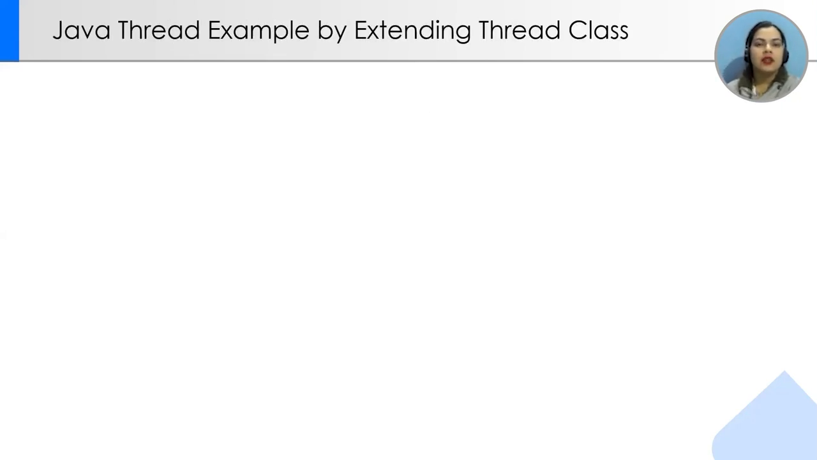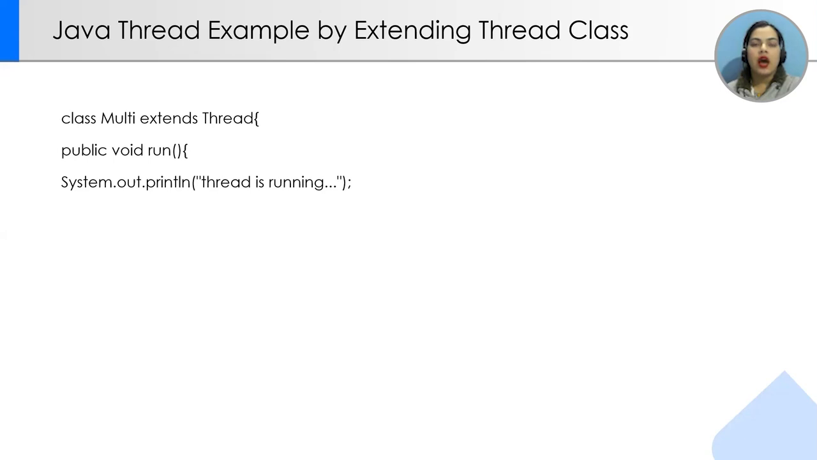Now let's understand this particular thread with the help of an example. We already know that we can create a thread by extending the Thread class. So there is a class named Multi, and it is extending the Thread class. That means we are creating the thread with the help of the Thread class. Now we have a method which belongs to the Thread class, that is public void run. In this, we are defining this method, and we are just printing a statement that thread is running.